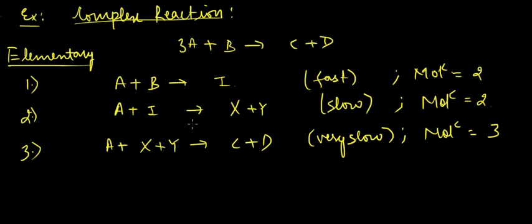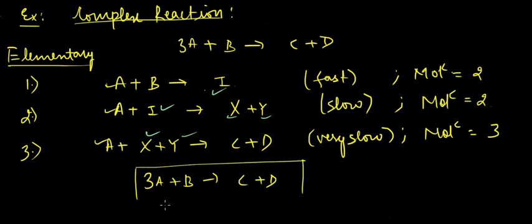And overall what is happening is 3A plus B, and I is there in both the reactant and the product side, so they cancel out each other in the final equation. Similarly for X and Y, so we are only left with 3A plus B combining together to form C plus D. So this is the overall complex reaction consisting of 3 elementary steps, in which the molecularity of each step was 2, 2 and 3 respectively.